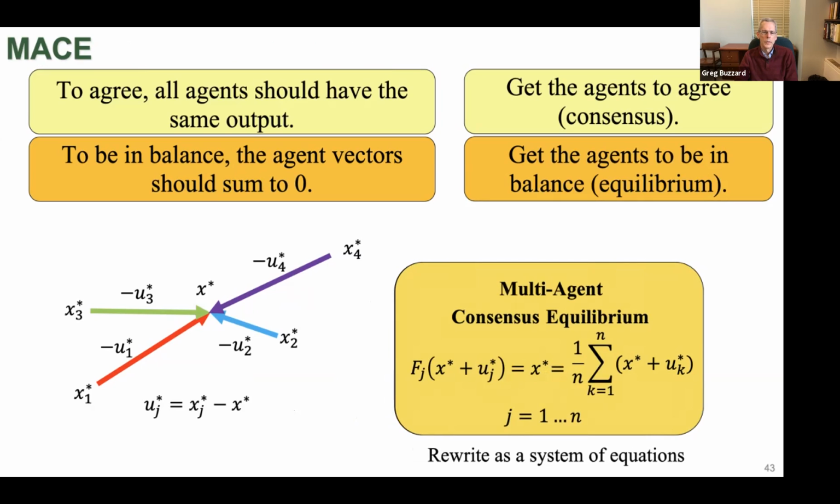So this tells us that the sum of these displacement vectors is 0. So that gives us the equilibrium part. This tells us that they all have the same output. So that gives us the consensus part.